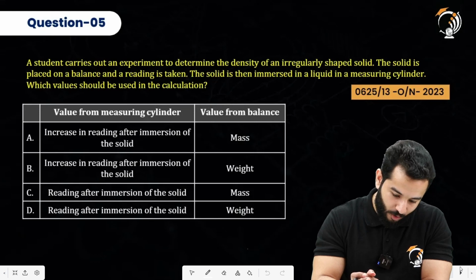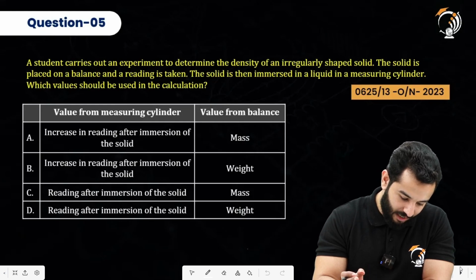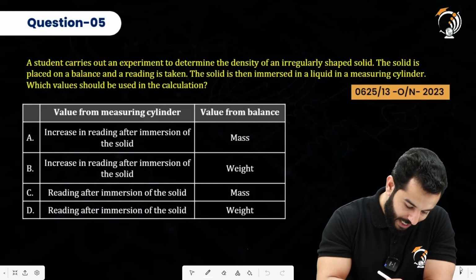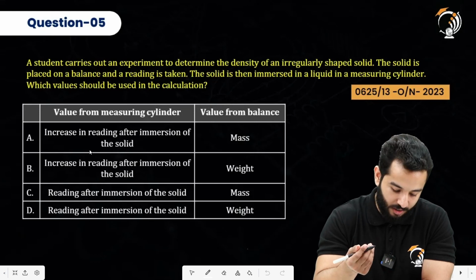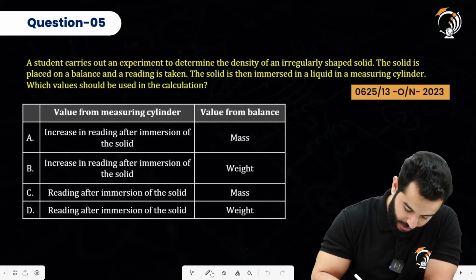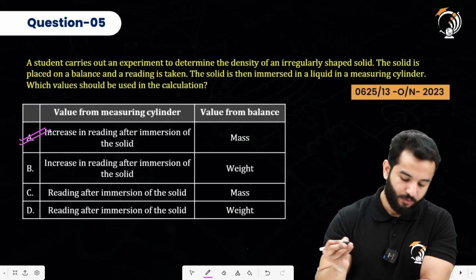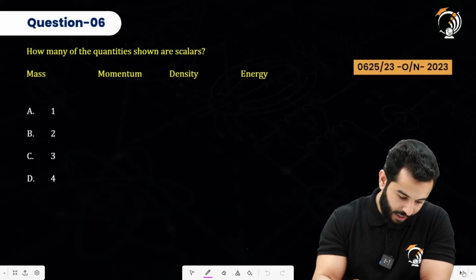So they are talking about which value should be used. They are talking about two things, balance and a reading, right? Obviously the reading from the measuring cylinder will be the increase in the reading after immersion. So it's going to be either A or B, and a balance basically measures the mass, so it's going to be option A. So it's an easy question. Moving on to the next one.